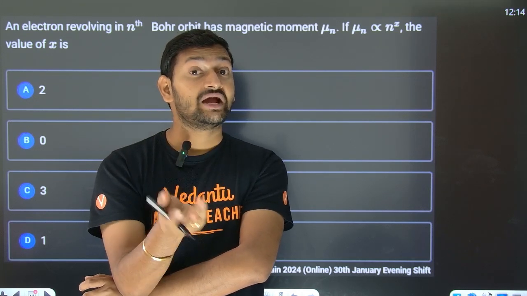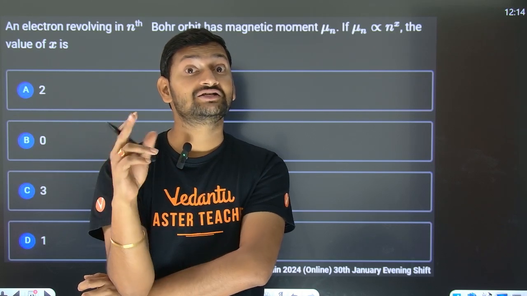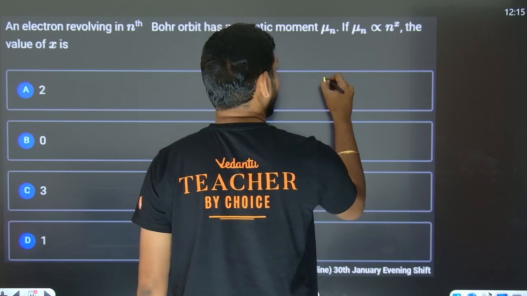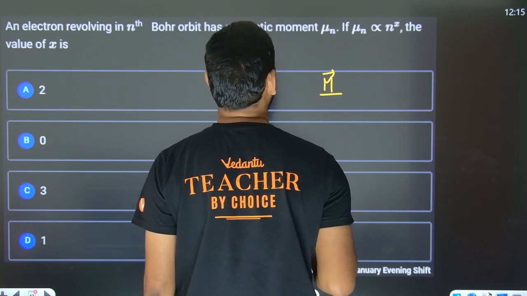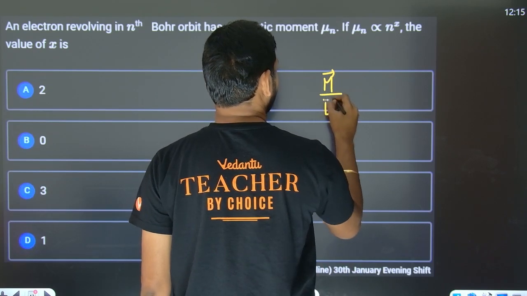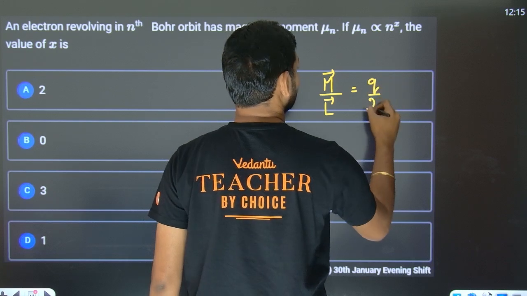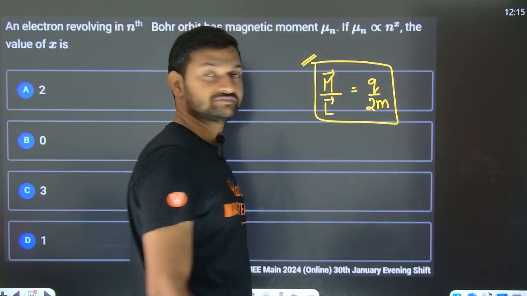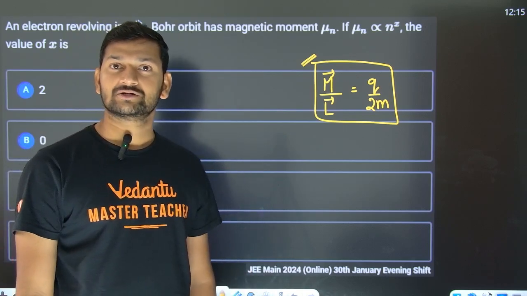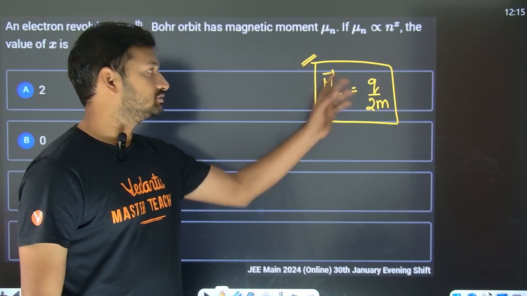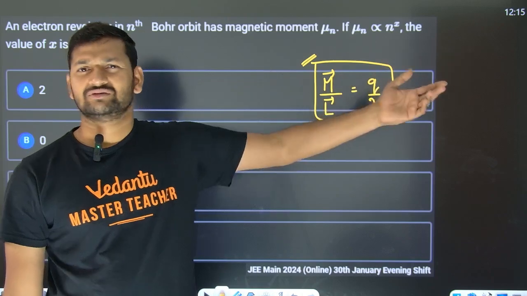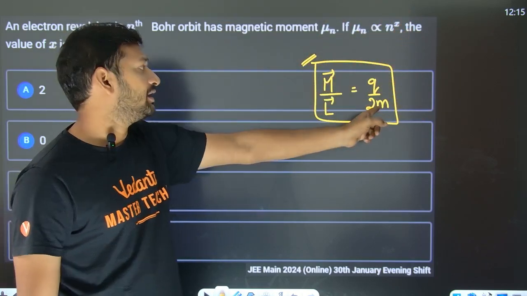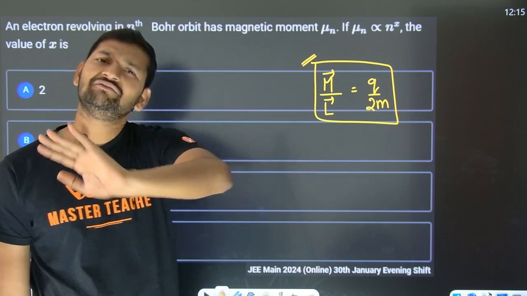Magnetic moment by angular momentum is going to be charge by 2m. I don't know whether you remember this or not. Magnetic moment by angular momentum is going to be given by q by 2m, this relation. And it was an important thing also. q is nothing but the charge. So what is the charge which is revolving over here? Electron. You can put it as minus e, m is the mass of the electron. So they are anyway constants.